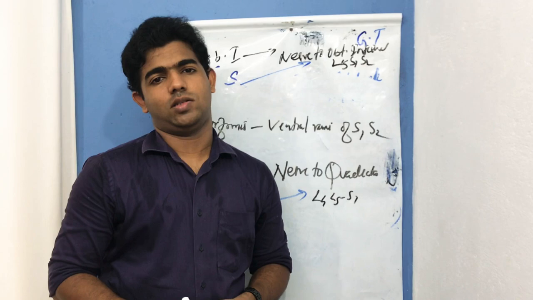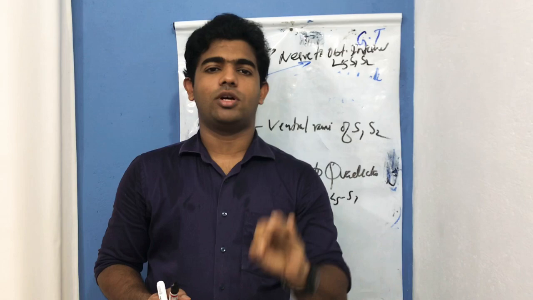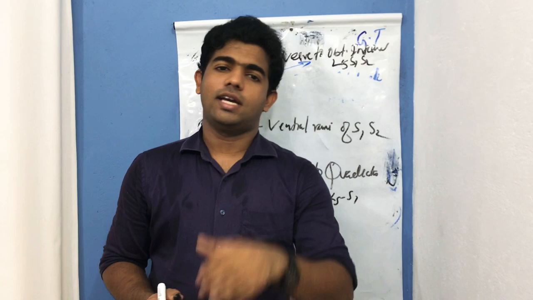So the nerve supply is inferior gluteal nerve, superior gluteal nerve, nerve to quadratus femoris, nerve to obturator internus, and the S1, S2 ventral rami. Just remember that.